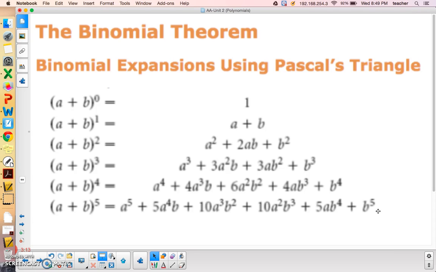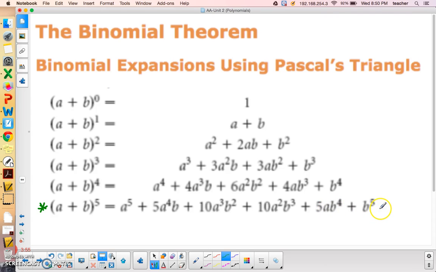Another pattern that I want you to notice is what happens to the powers of the a and the b in each successive term of the answer. Let's look, for instance, at a plus b to the power of 5. When you look at this one, you'll notice that we start with a to the 5th. That power is equal to the power I started with. And then look at the powers of a in each term following. I go a to the 4th, a to the 3rd, a squared, a to the 1st power. I don't usually write the 1.